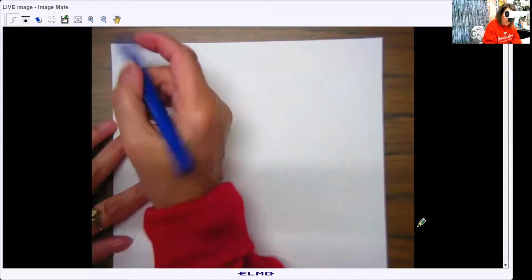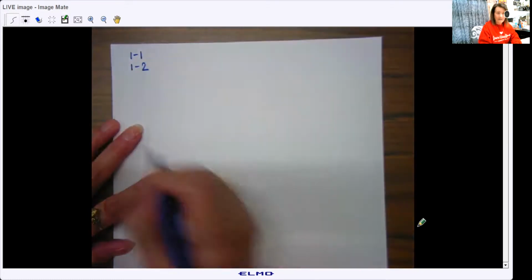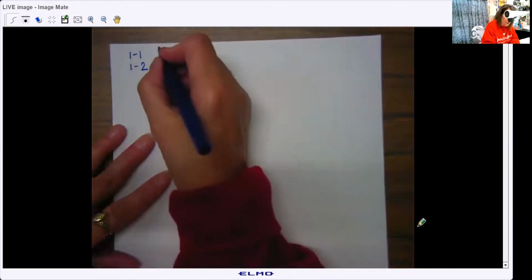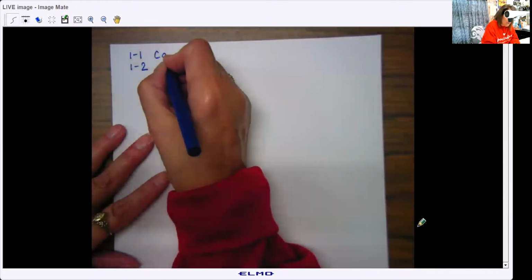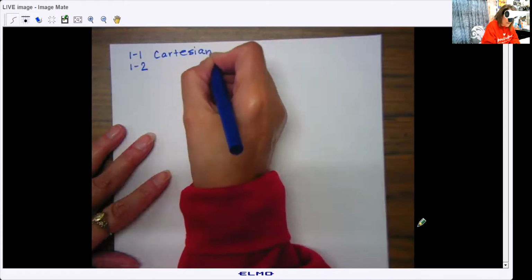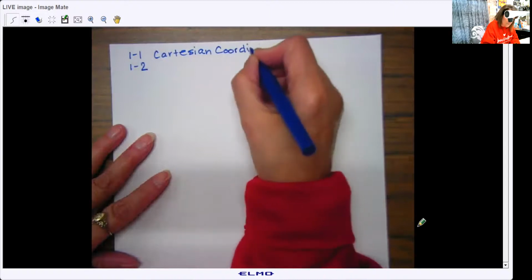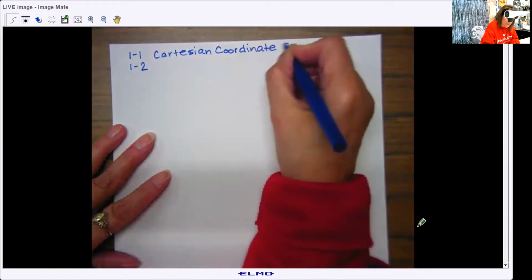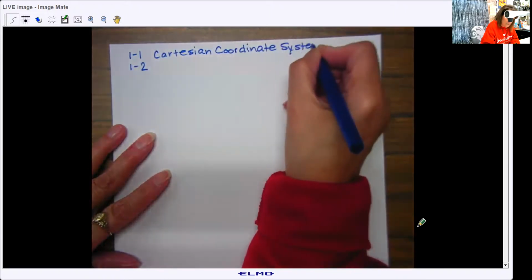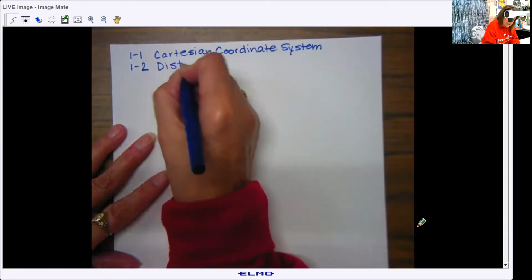So today we are taking a look at section 1-1 and 1-2. Now 1-1 is just a review of the Cartesian coordinate system. Section 2 is going to be the distance formula.